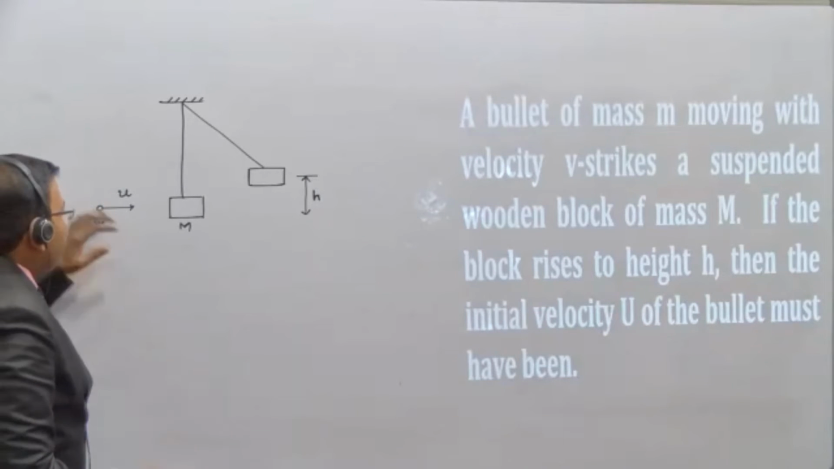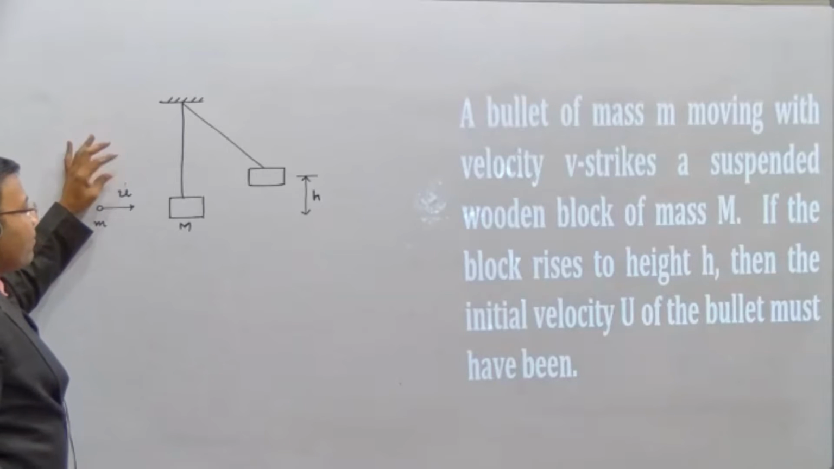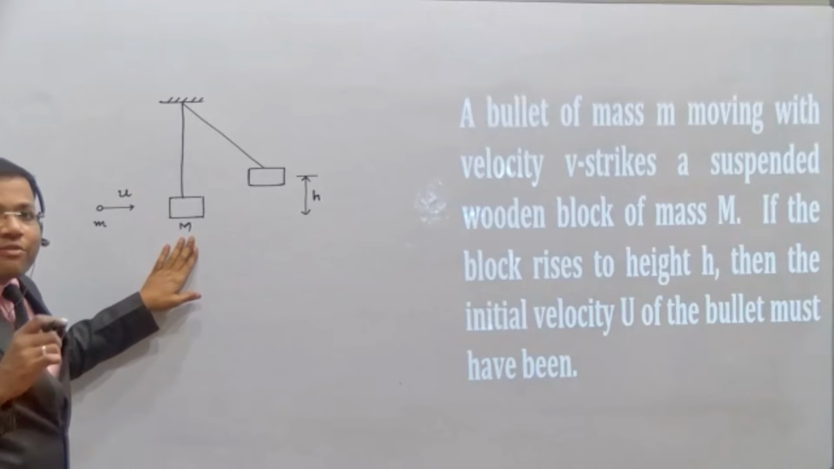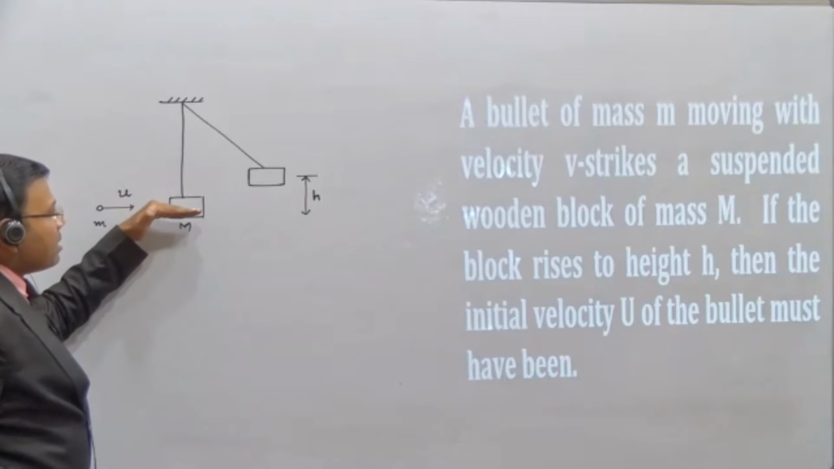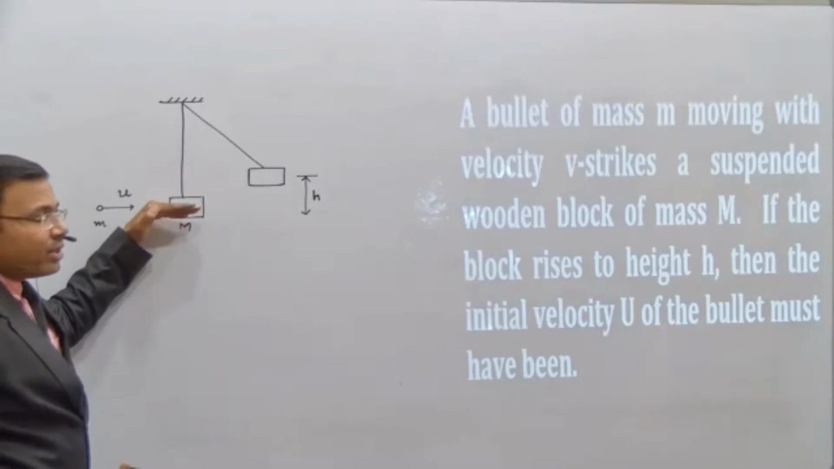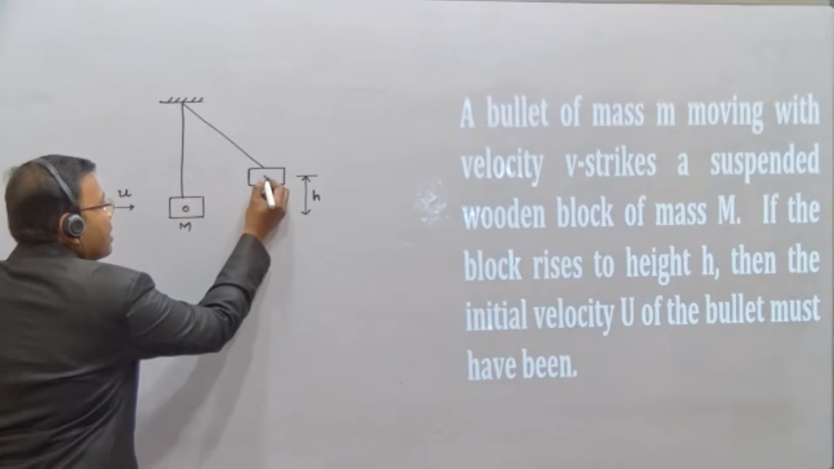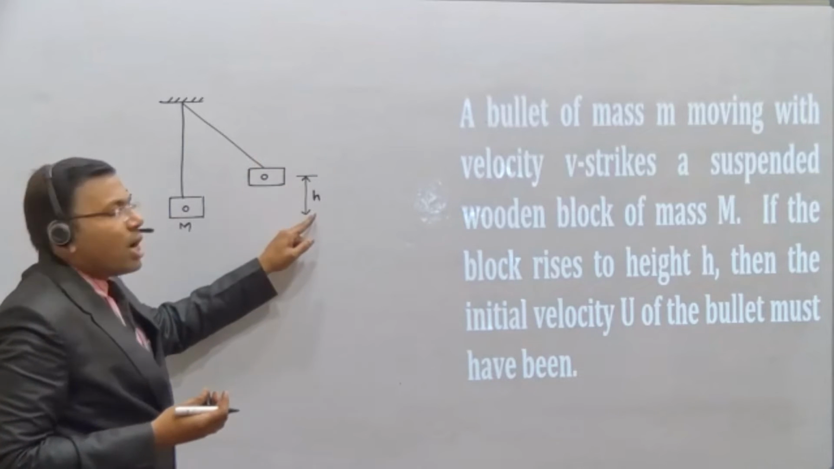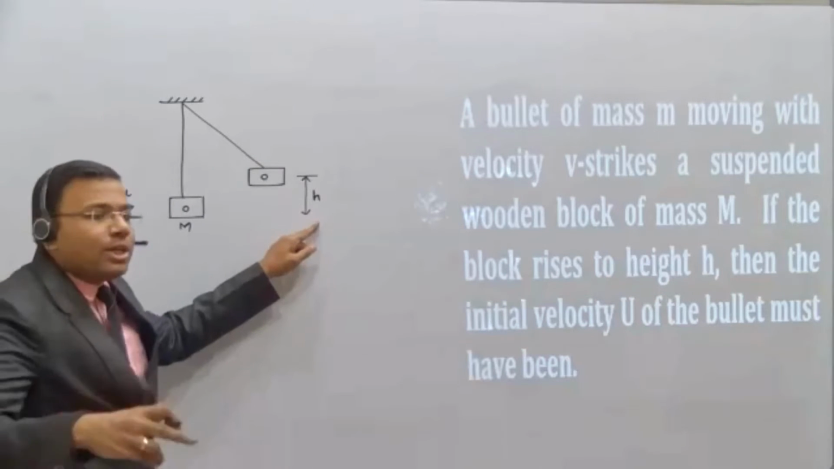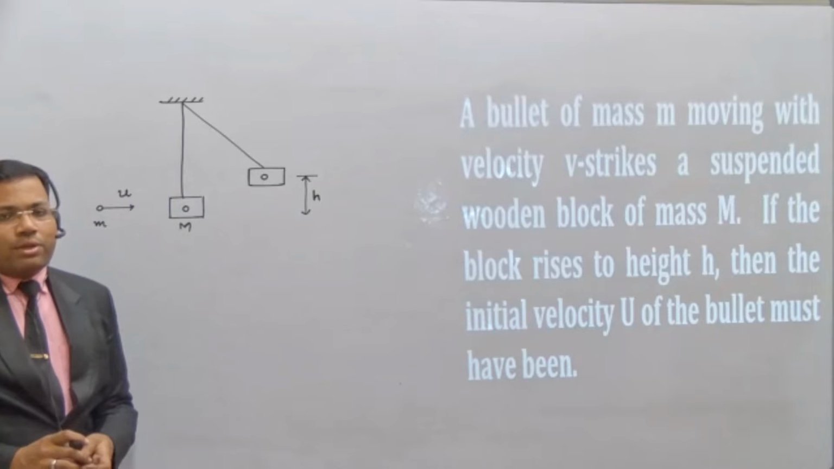Once again, this bullet is of mass m and moving with the velocity u, is hitting a block of mass capital M. It's just hanging. So when it hits this, after collision this bullet will get embedded into it, and this bullet along with the block is rising to the height h. So to go to height h, what is the initial velocity? That is the question here.